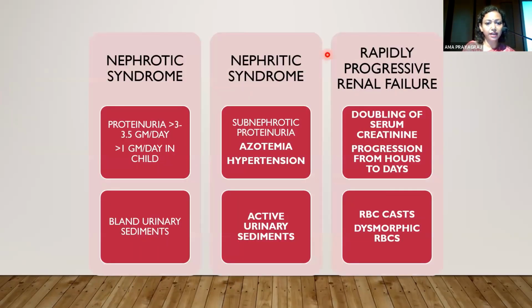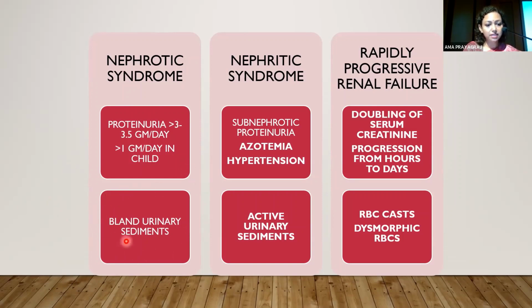So I would be concentrating mainly on these syndromes, as most of us are aware that a child or a patient of nephrotic syndrome will present with massive proteinuria of the range of more than 3 to 3.5 grams per day. In a child, the cutoff is a little reduced, that is, more than 1 gram per meter square per day. Following proteinuria, there will be hypoalbuminemia. The patient will land up in anasarca, and there will be hyperlipidemia and hypercoagulability.